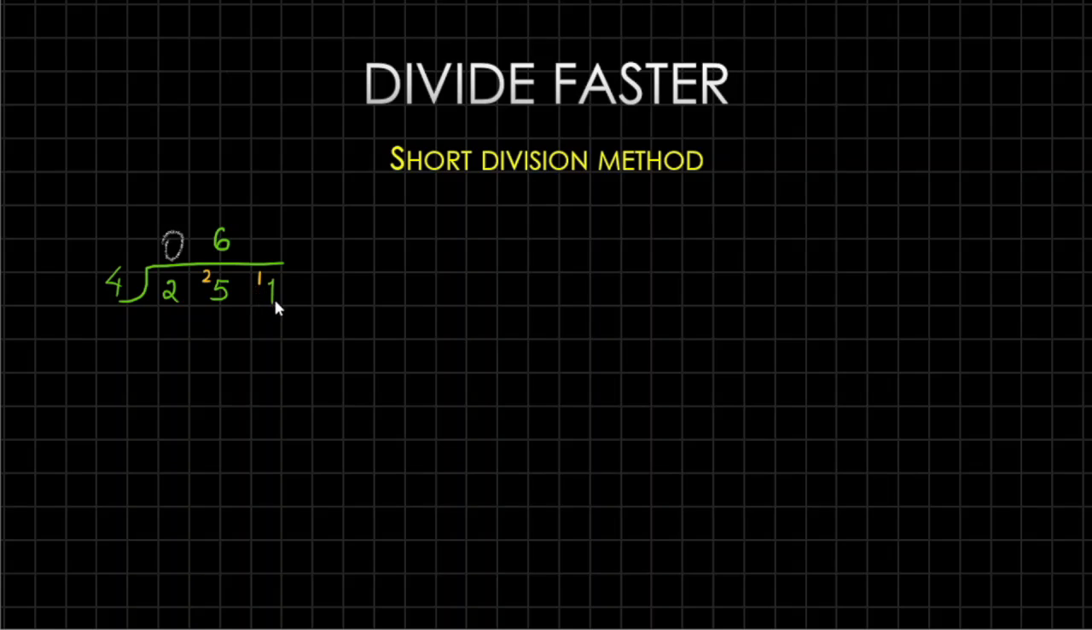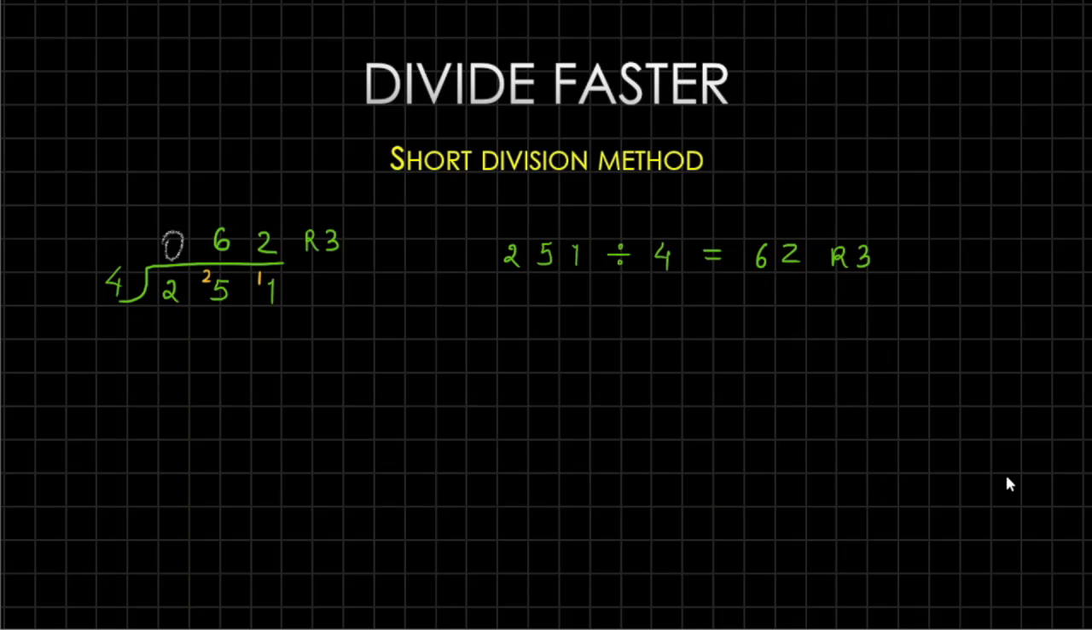Now the next number is 11. And 4 times 2 is 8. 11 minus 8 is 3. So we got a remainder 3. In this case, what we got is 251 divided by 4 gives 62 and remainder 3.